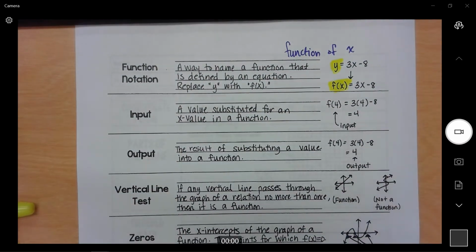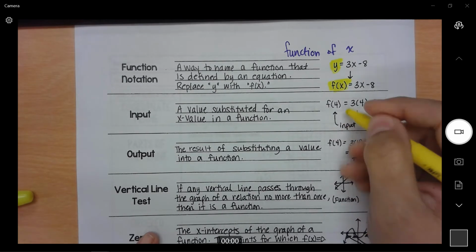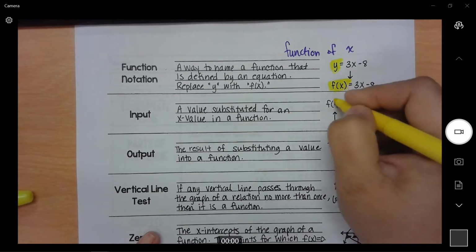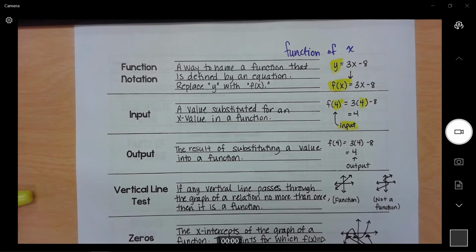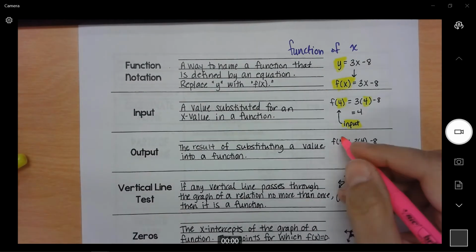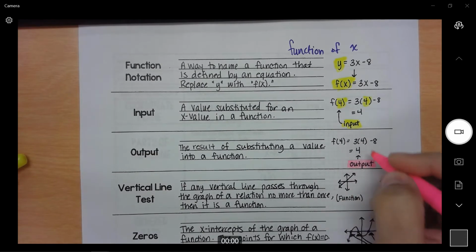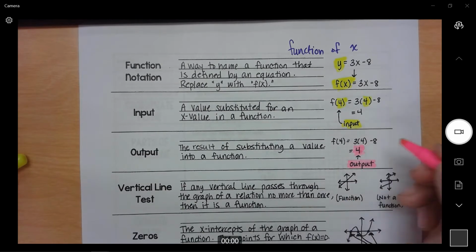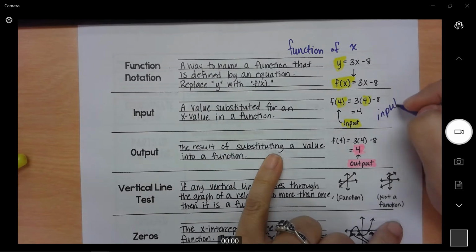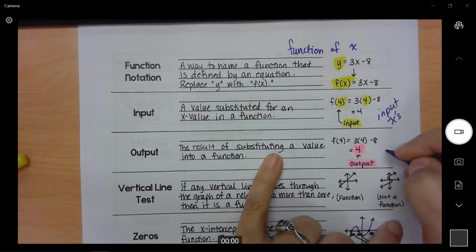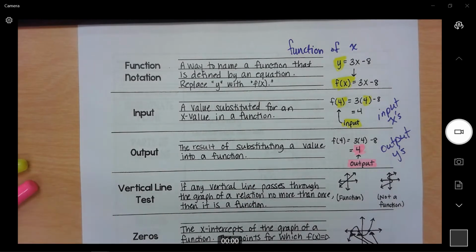Okay, an input is the number that's being put into the equation to find out what the answer would be. The output is what comes out, the answer. So input is x's, output is y's. So that's how you can remember it.